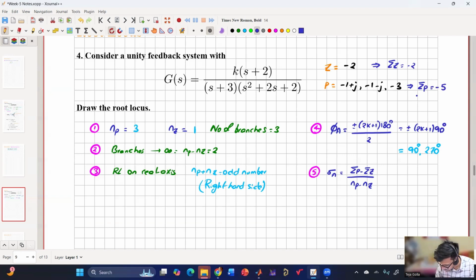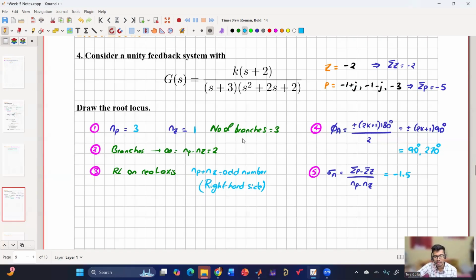So now what is this? Summation of poles minus summation of zeros by number of poles minus number of zeros. So minus 5 minus of minus 2 by 2, right? Minus 1.5, right? Yes, sir. Okay. So till now we have calculated what we can calculate.